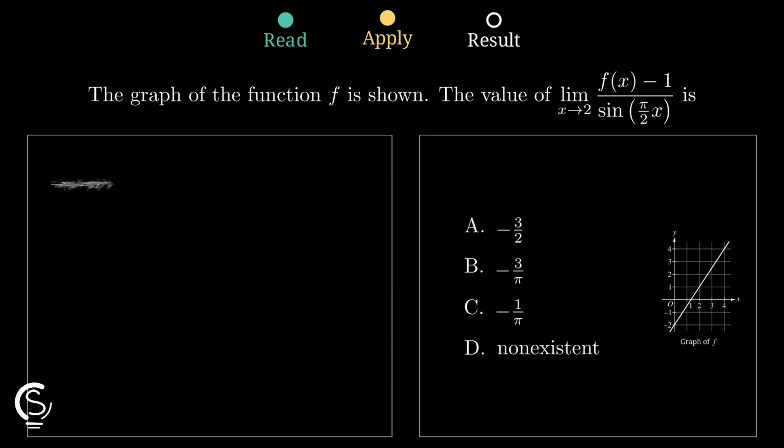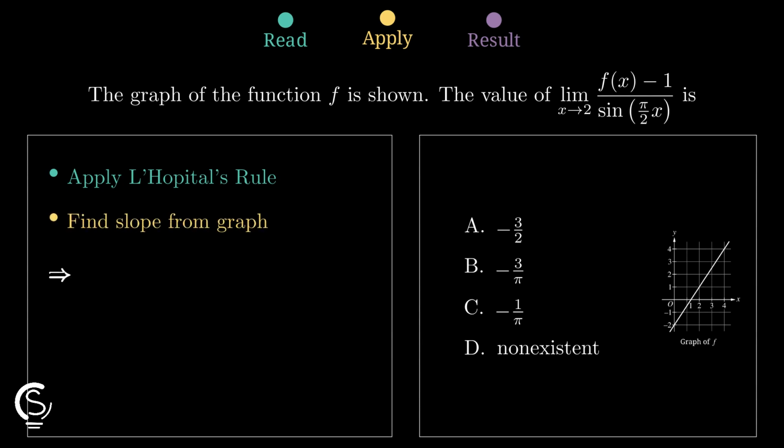Next, we need the derivative of the function f at 2, which is just the slope of the line on the graph. That slope is clearly negative 3 over 2 here. Finally, divide that slope by the sine term's derivative. This simplifies to negative 3 over pi. Option B is our final winner.